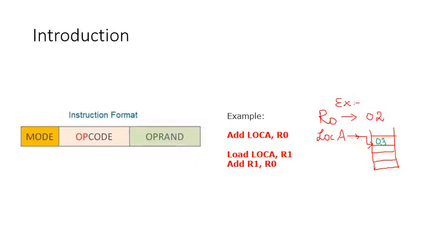First, the processor fetches the instruction from the main memory into the processor. Then it fetches the operand at location A. So first it will fetch the instruction. This instruction is fetched first, so this is step 1.